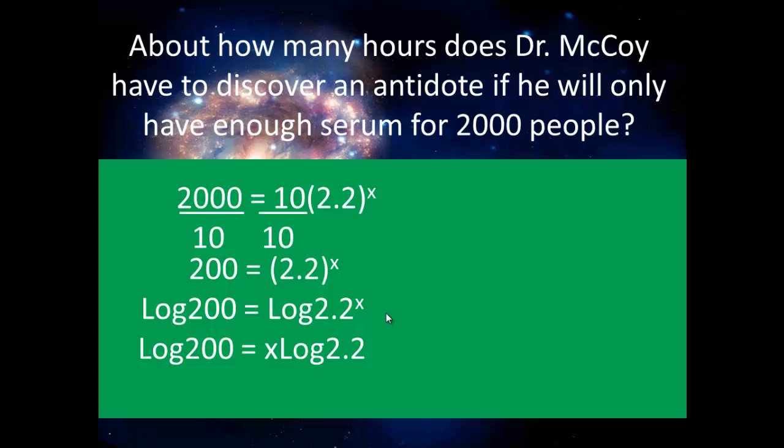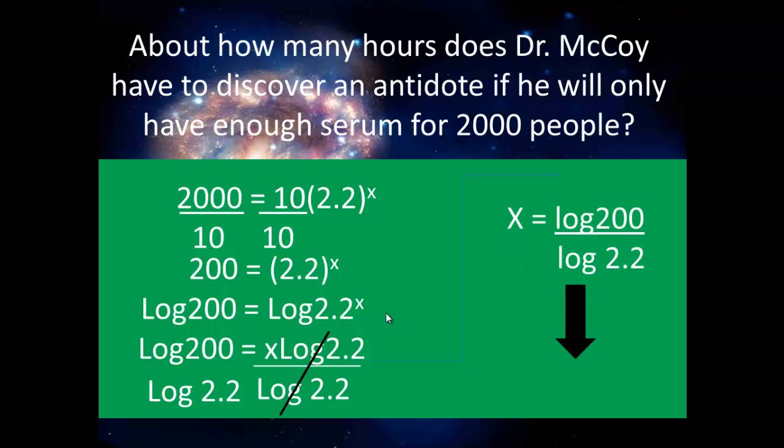So you can divide both sides by log of 2.2 to get x, the variable, alone. And log of 2.2 divided by log of 2.2 is also equal to 1. So you're left with x equals log of 200 divided by log of 2.2. And that, when put into a calculator, is equal to x equals 6.72. So Dr. McCoy has 6.72 hours until he discovers the antidote, if he only has enough for 2,000 people.